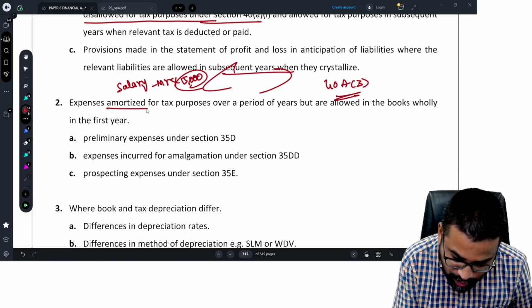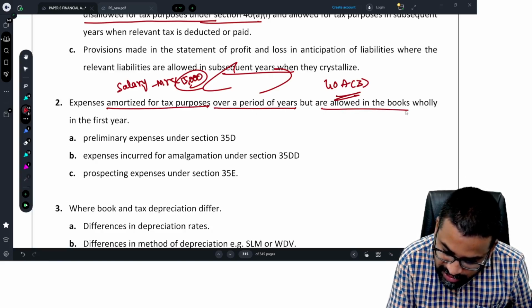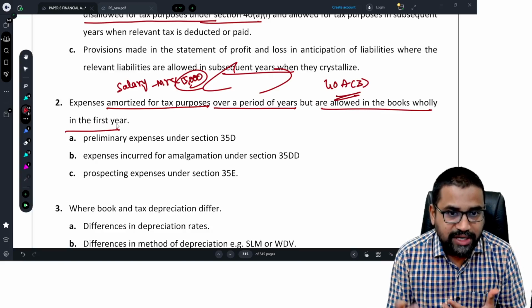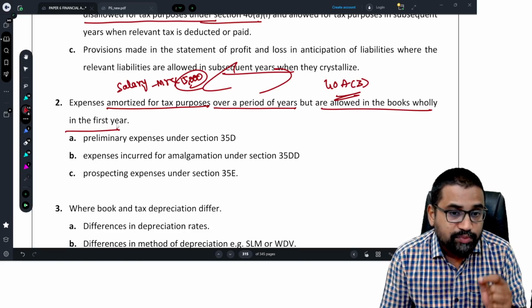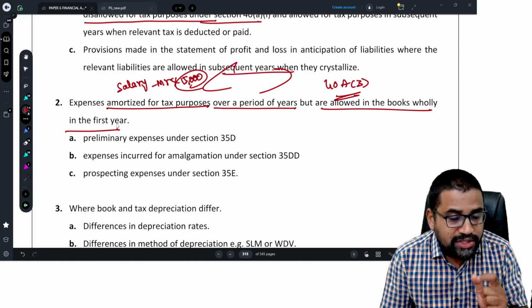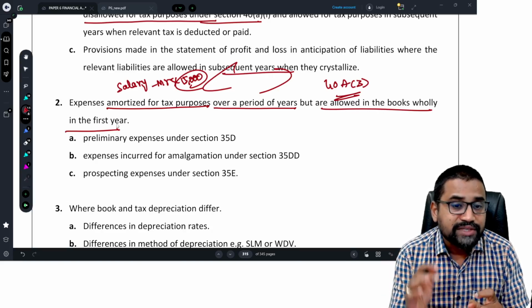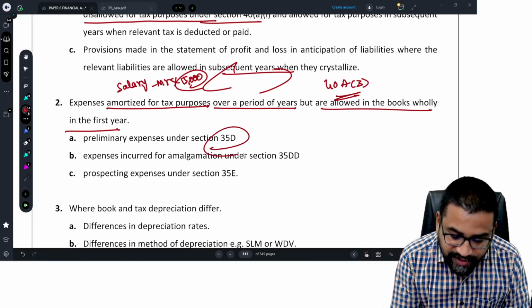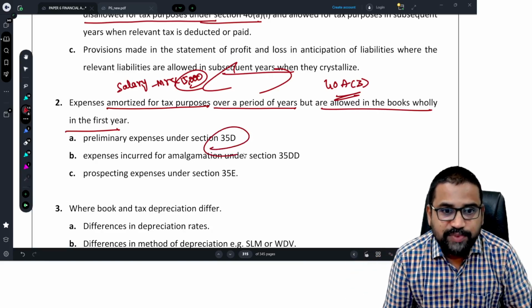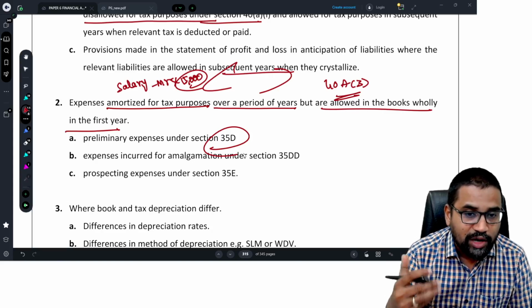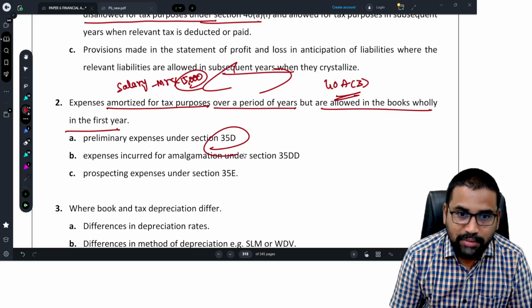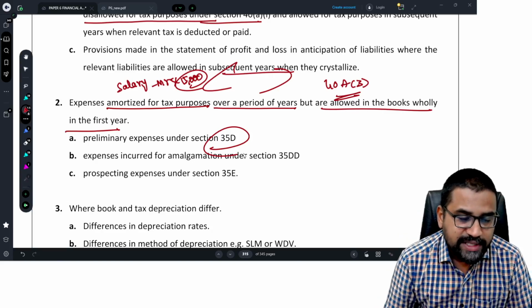See, expenses amortized for tax purpose over a period of years but allowed in the accounts. See, some more timing differences. Sometimes what happens is, in P&L accounts we allow in the first year itself, but in income tax, we allow it over a period of time. Best example is Section 35D, preliminary expenses. I told you preliminary expenses will be allowed over a period of 5 years in income tax. But here, we debit the entire expenses to P&L account.